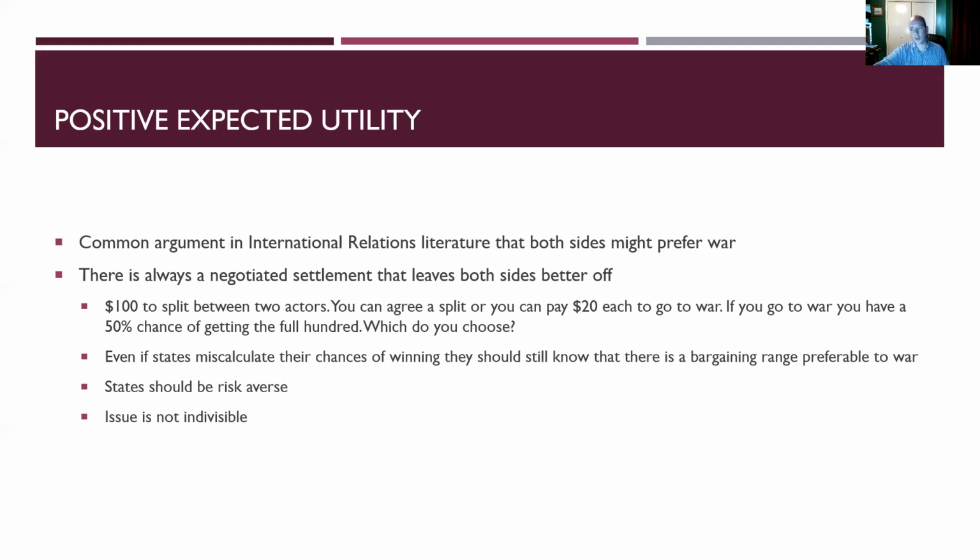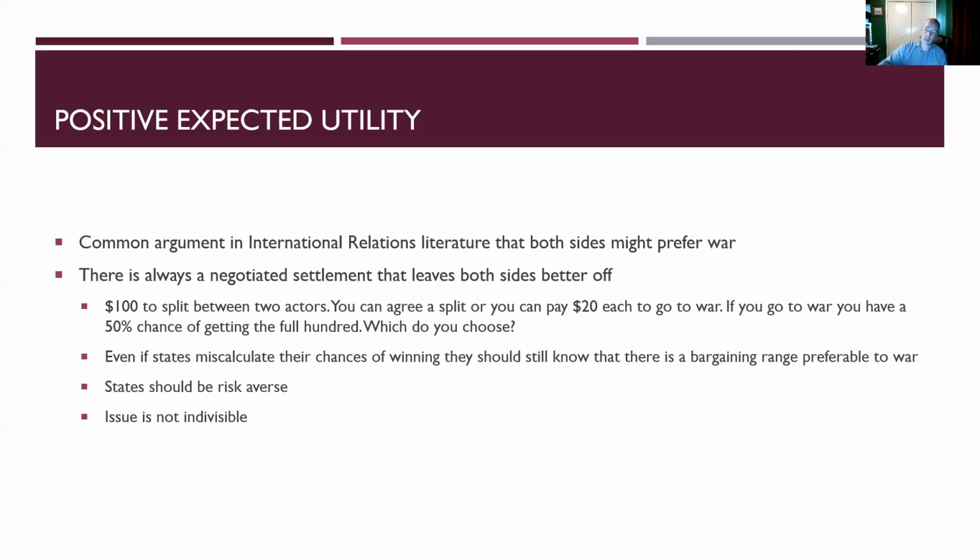And so his point is this, though: even if states miscalculate their chances of winning, even if I think, no, it says 50%, but I'm sure I'm going to win. Even if I miscalculate my chance of winning, I should still know that even if I win the war, I'm only up 80 and I could have been up 90. And you would have had 10. If I'd have given you 10, I could have had 90, right? Rather than go to war, we'd have both been better off. So we have to know that, right? The states, if they're rational actors, they know that there's more to be had if we come to an agreement rather than if we pay the costs of war.